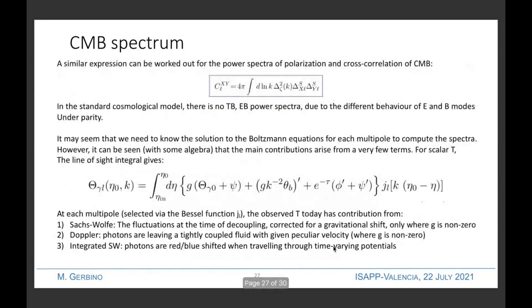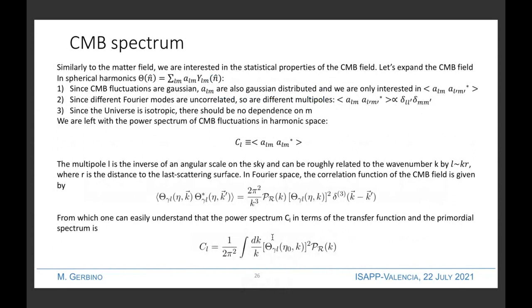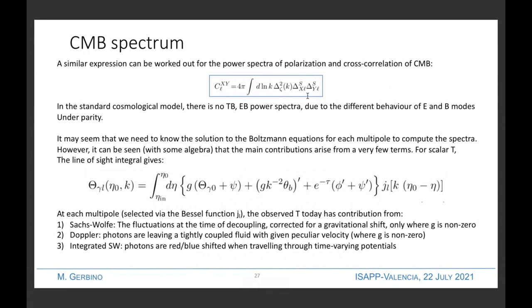A similar expression, of course, can be obtained also for the polarization field. What we need to do is simply to use, instead of the square of the transfer function for the intensity field, the transfer function for the polarization field. So we can obtain a very similar expression where here delta is the equivalent of the initial power spectrum, just a different notation, but it's exactly the same thing.